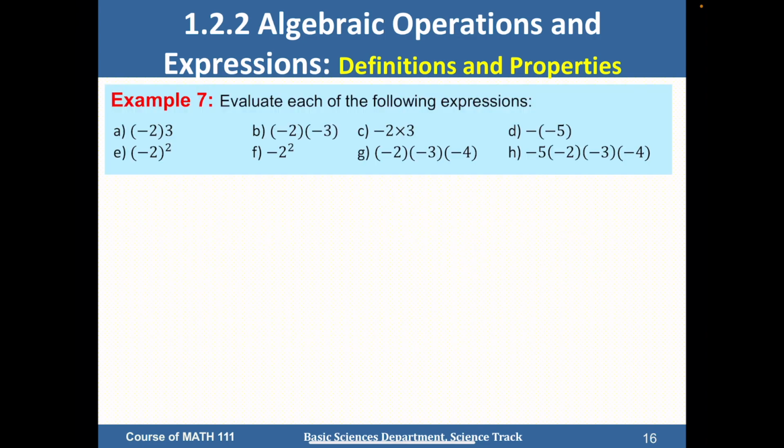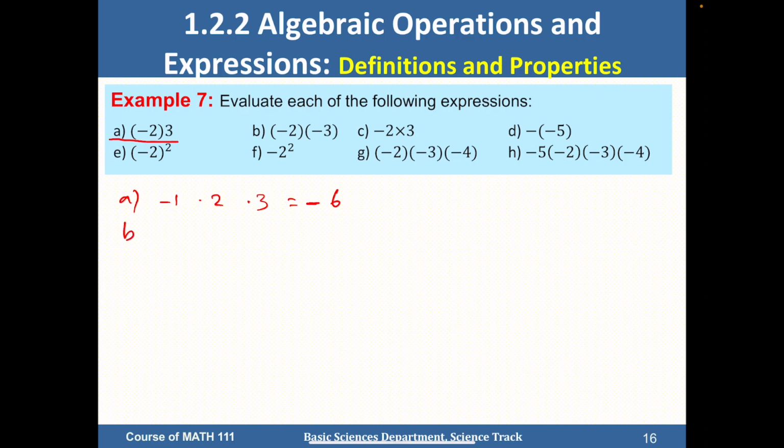Okay. Evaluate each of the following expressions. In A, we have negative 2 times 3. As we said, we have 3 numbers here: negative 1 times 2 times 3. We can just multiply the numbers together and put the negative down below. So 1 times 2 times 3 equals 6.